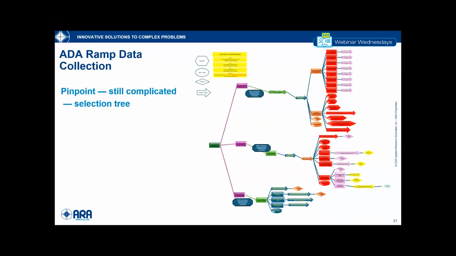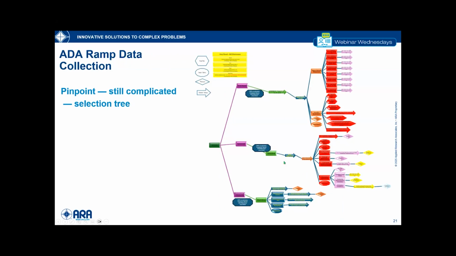So even though we're using the Pinpoint tablet, it is still a complicated process. This is the selection tree for data collection for last summer. We were collecting ramps, we were collecting sidewalks, and we were collecting pedestrian crosswalks. And in the sidewalks, we were even collecting the driveways.